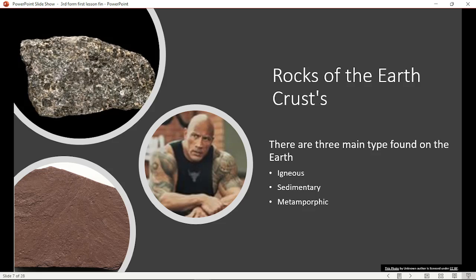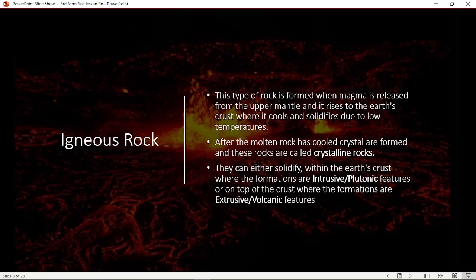There are three main types of rocks found on the Earth. These are igneous rocks, sedimentary rocks, and metamorphic rocks. Igneous rocks. This is a type of rock that is formed when magma is released from the upper mantle and it rises to the Earth's crust, where it cools then solidifies due to its lower temperature.